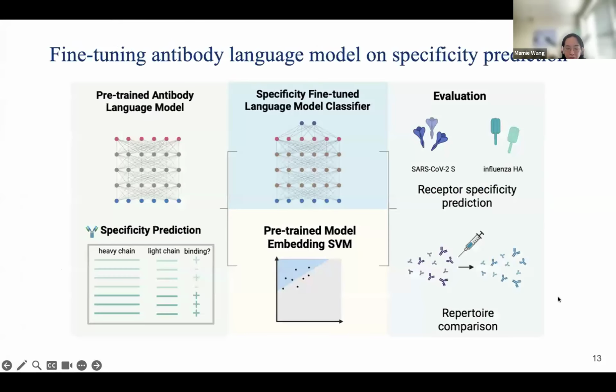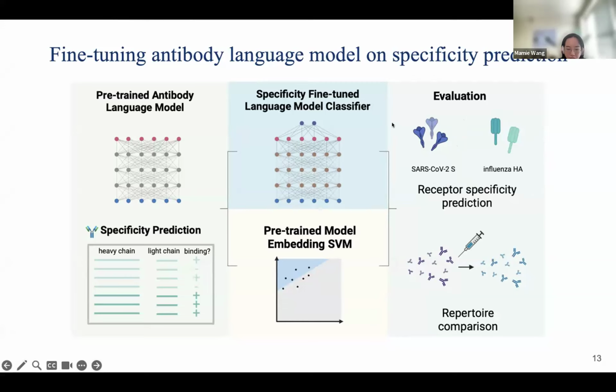And then I will move on to the second part of my talk, which is evaluating how fine-tuning can help with predicting binding specificity. In this case, I tested two different antigens. The first one is the same as the previous work, the SARS-CoV-2 spike protein. And the second one is influenza HA.